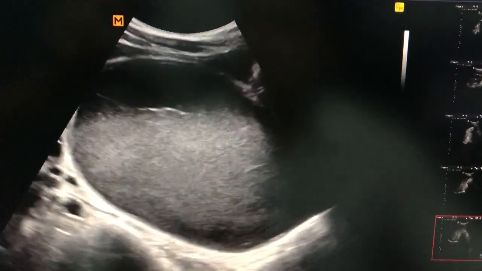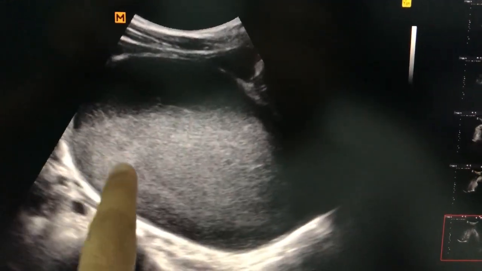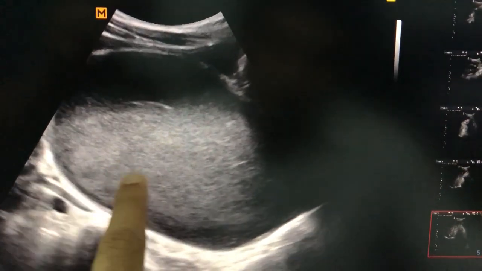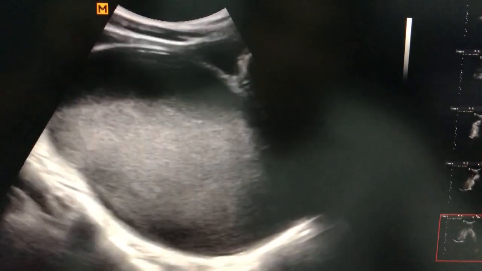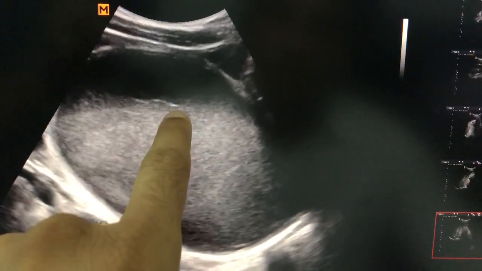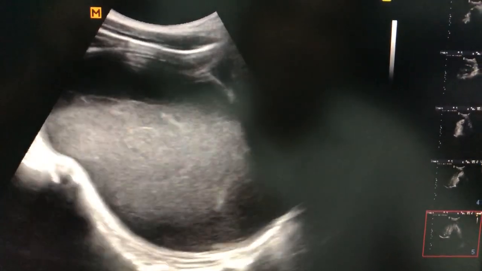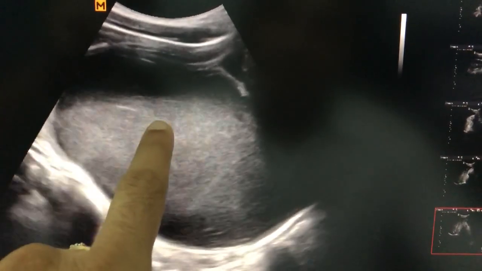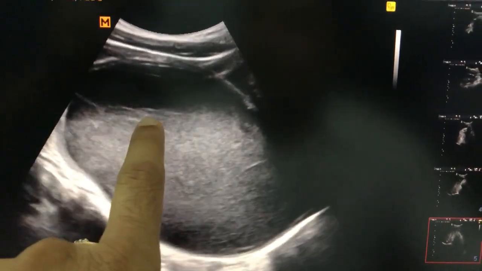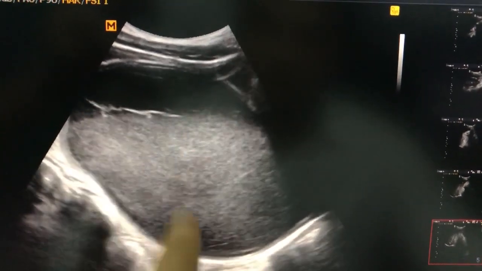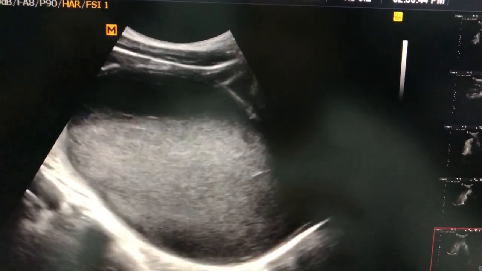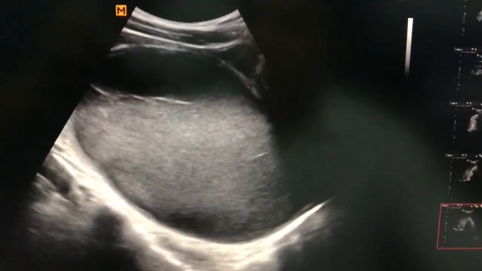The hemorrhage which is present in the ovary looks a little bit hazy, due to the clot, and this is also a kind of septa which we see in the hemorrhage. These are the fibrin strands which look like septa. Here is the liquefied part of the blood collection.